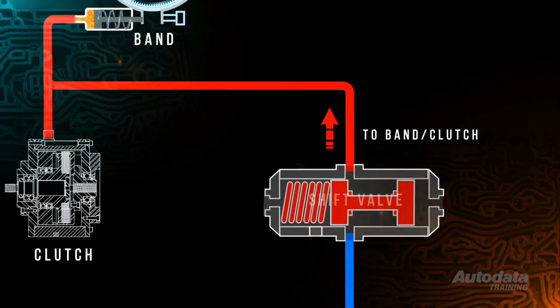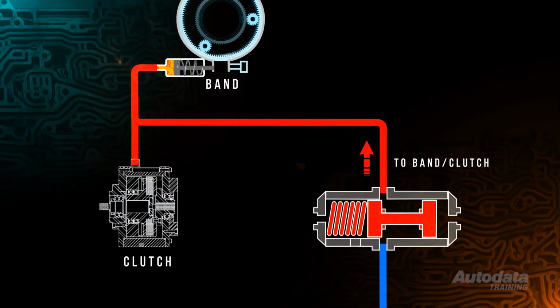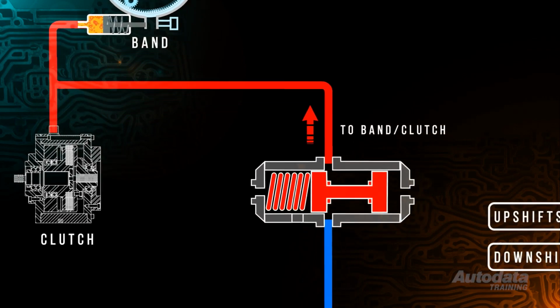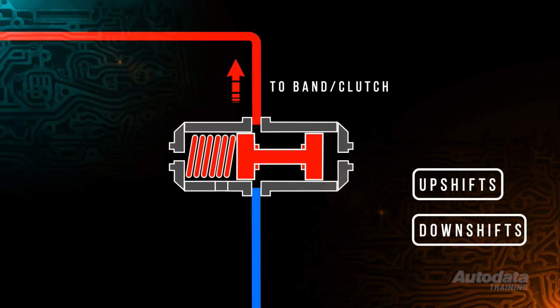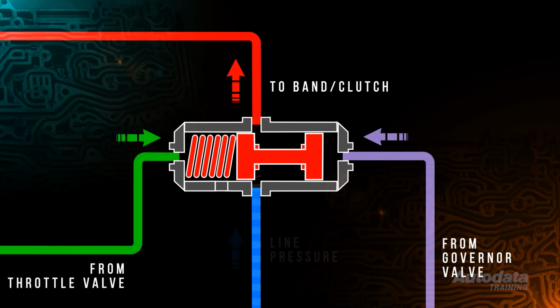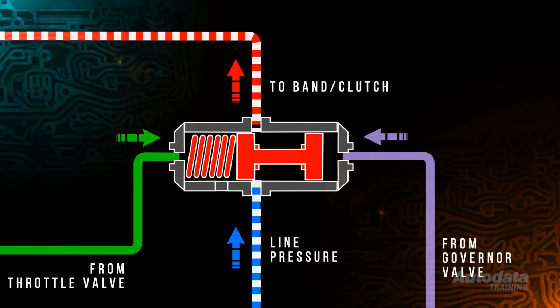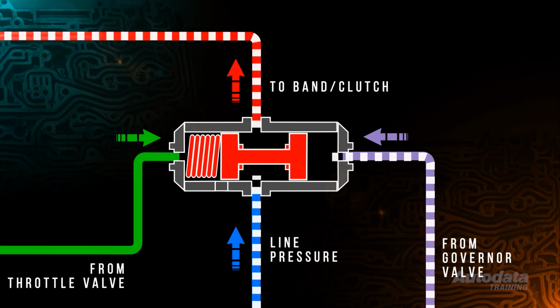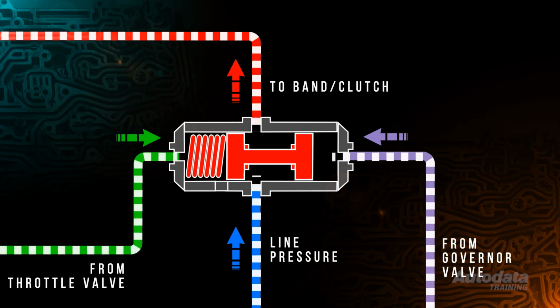The function of the shift valve is to apply and release bands or clutches, and in doing so triggers upshifts and downshifts. It does this in conjunction with governor pressure and throttle pressure. The shift valve receives line pressure from the hydraulic pump, which can be directed to the clutch pack or band. This action is determined by the amount of governor pressure at one end and the throttle pressure at the other end of the valve.